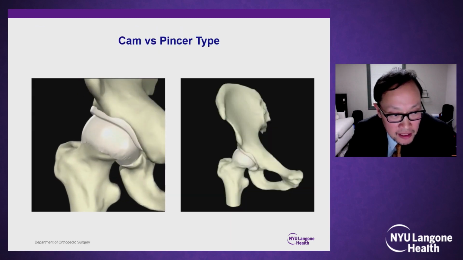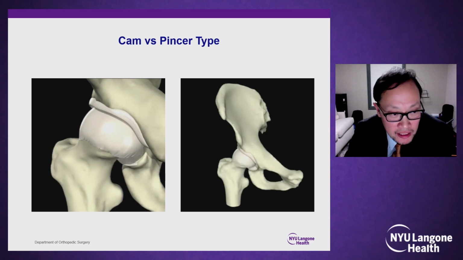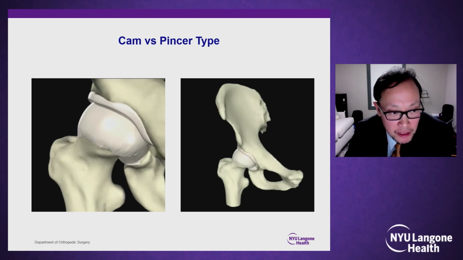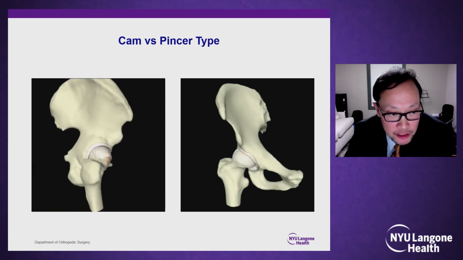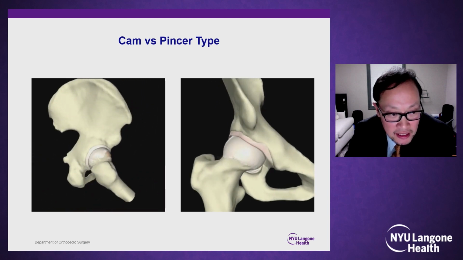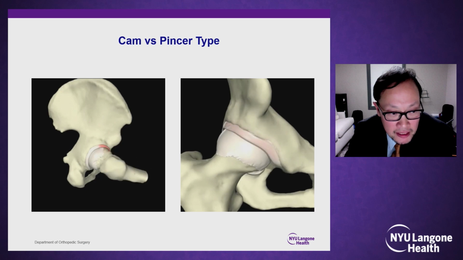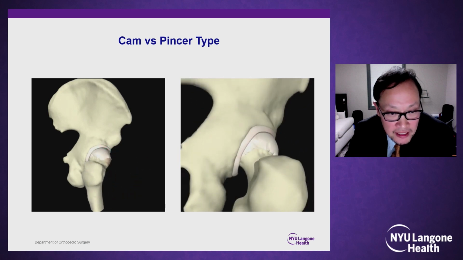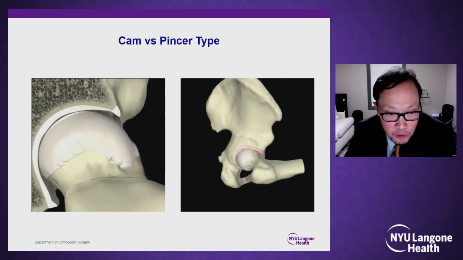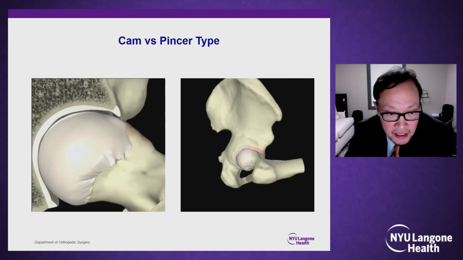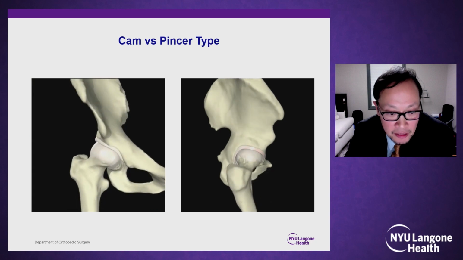Again, just some animations really kind of showing impingement here. This is a CAM lesion where you see a decreased head neck offset, and you can see the abutment against the labrum. And this is a pincer lesion where we can see prominence or overhang of the acetabulum and subsequent contact and damage to the labrum.